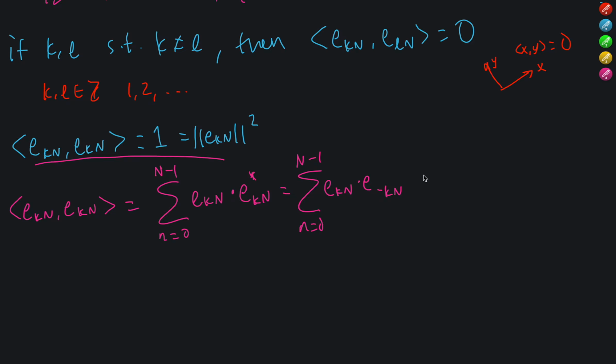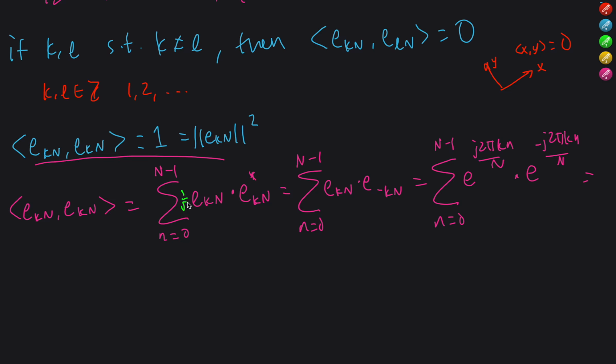And then what do we get? We get the sum from n equals 0 to N minus 1. I'll write the whole thing out. e_k[n] is e to the j 2 pi k little n over N times e to the minus j 2 pi k little n over N. And as you can see, this whole thing becomes e to the 0, which is just 1. I forgot the most important thing, or not the most important, but it's important here.